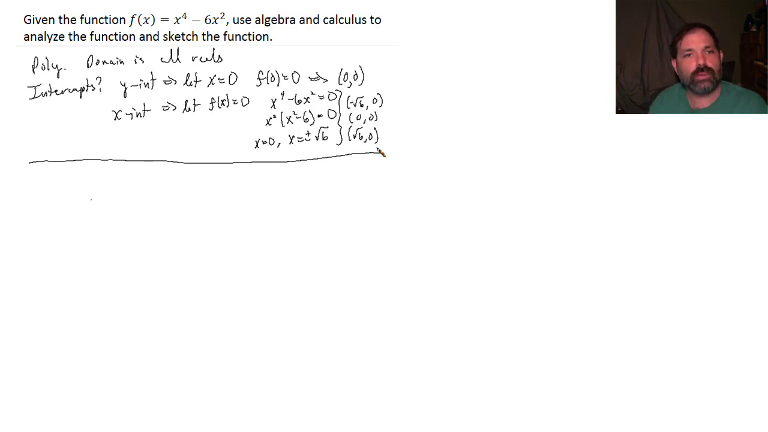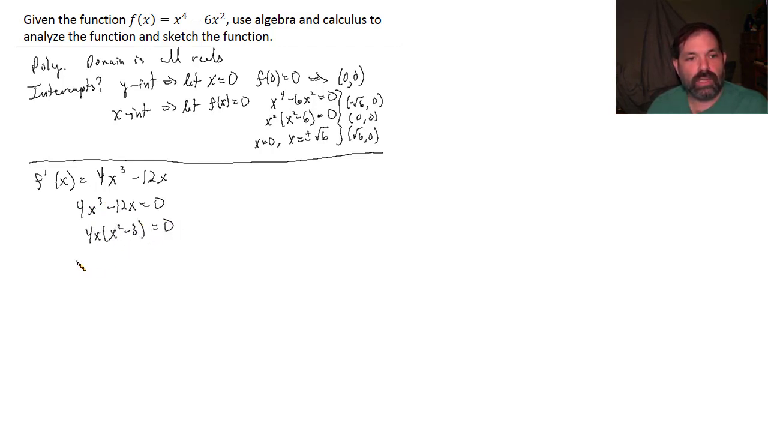Now let's use some calculus. Let's calculate the first derivative. F prime of x would be 4x cubed minus 12x. And we can find the critical numbers. This is defined everywhere, so let's set this equal to 0. 4x cubed minus 12x is 0. So that's 4x times (x squared minus 3) is 0, which implies then that x is 0, or x is plus or minus the square root of 3.